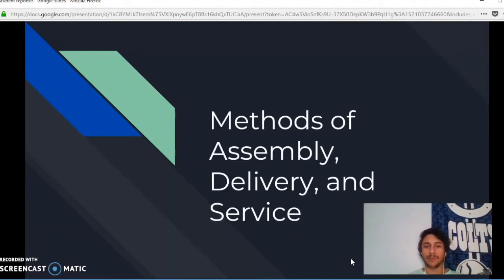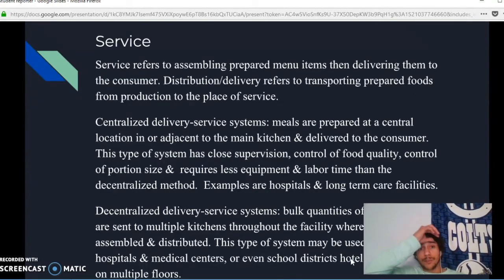Methods of Assembly, Delivery, and Service. Service refers to assembling prepared menu items and delivering them to the consumer. Distribution and delivery refers to transporting prepared foods from production to the place of service. There are two types of delivery service systems: centralized and decentralized delivery systems.